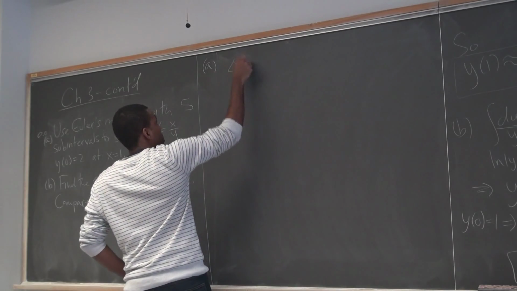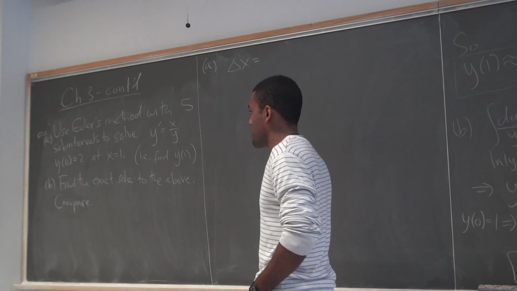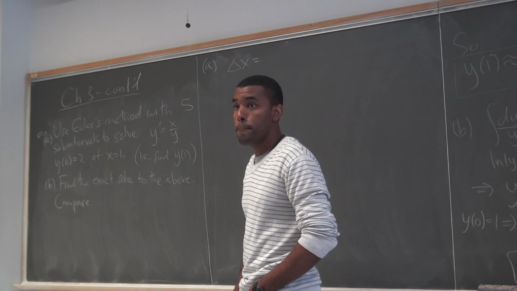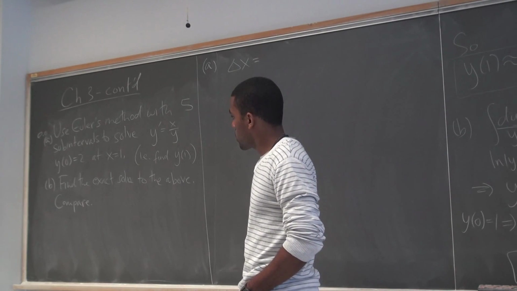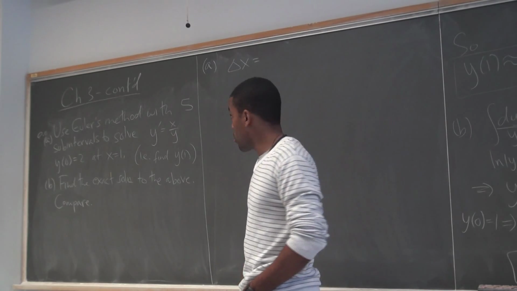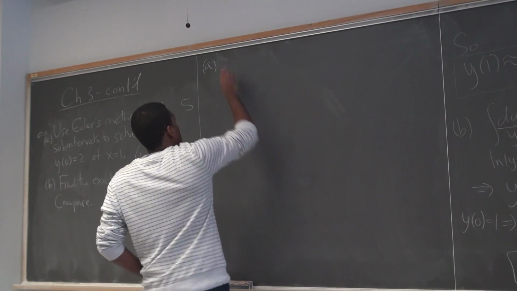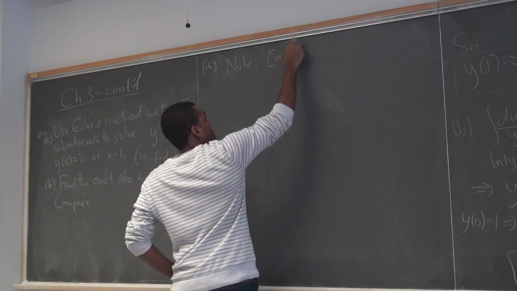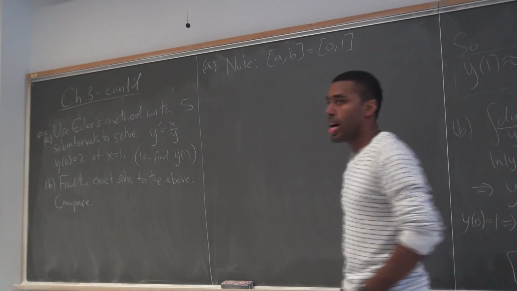Figure out our delta x. How do we figure that out? It's 0 to 1. Note the interval we're looking at here is actually 0 to 1. How do we know that?